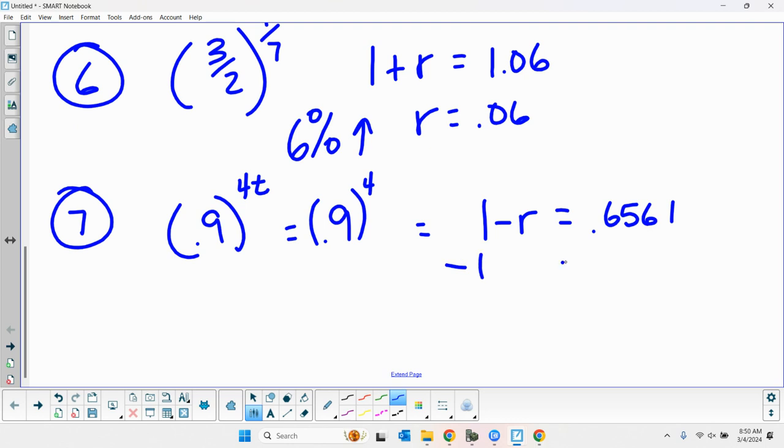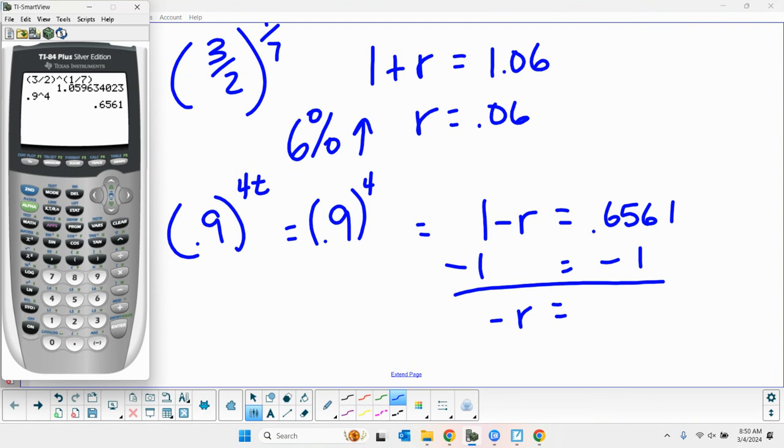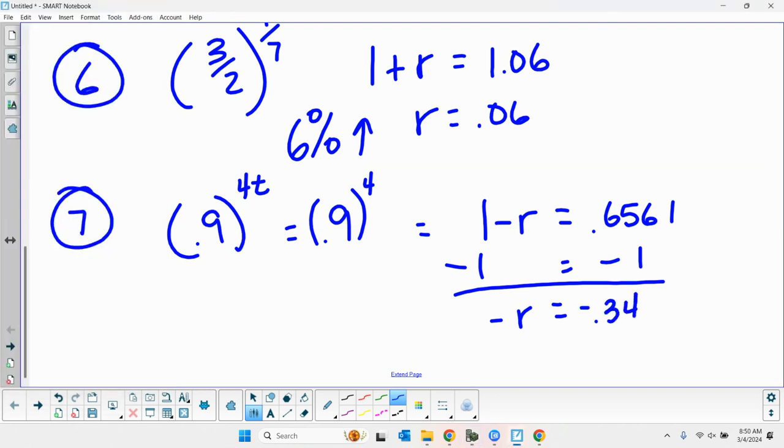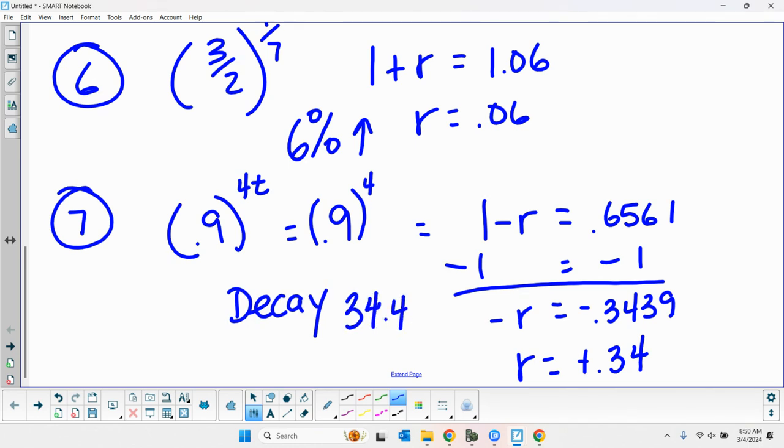We're going to subtract 1 from that. That's what negative r is. So minus 1. All right, and then when I divide by negative 1, it becomes positive. And we'll just round it, negative 0.34. I'm sorry, it's not positive. On negative, it's positive. All right, because we divided by negative 1. So that's decay. And that's 34%.